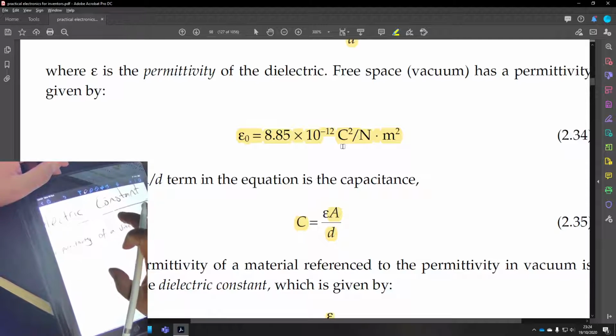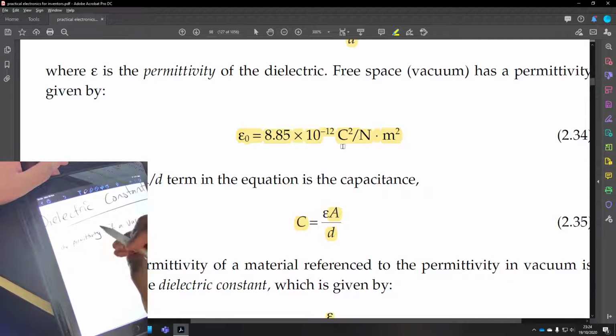Right, and then I don't want to write the equation. It's 8 point something times 10 to the minus 12 farads per meter. No, okay, I'm going to leave it. I can always just Google that, right? The permittivity of a vacuum. Okay.